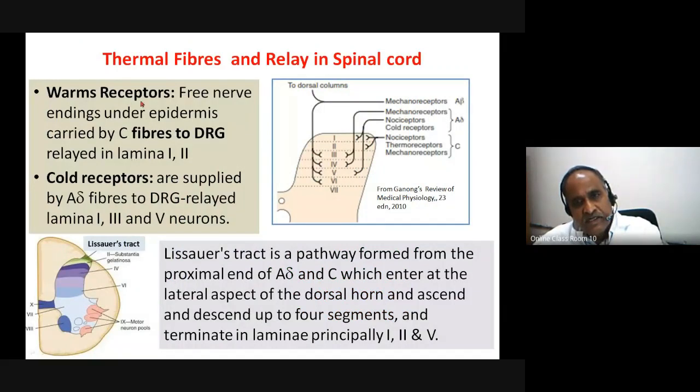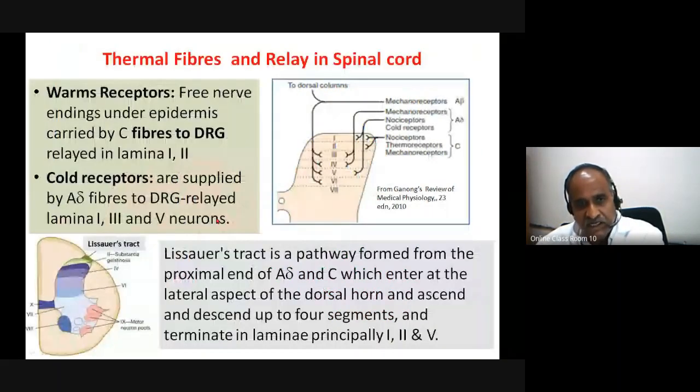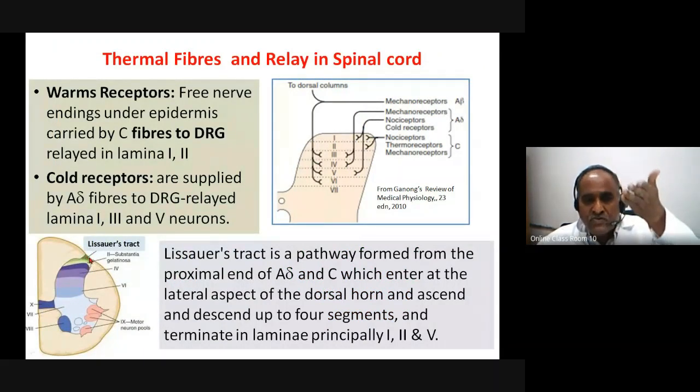Now, what happens? These fibers, either the cold fibers or the warm fibers, when finally making the final synaptic contact, will be ascending about 2 to 3 or about 4 segments above. So that forms Lissauer's tract. That means these fibers do not suddenly enter into the nucleus and produce this thing. They will ascend up about 2 to 3 segments.